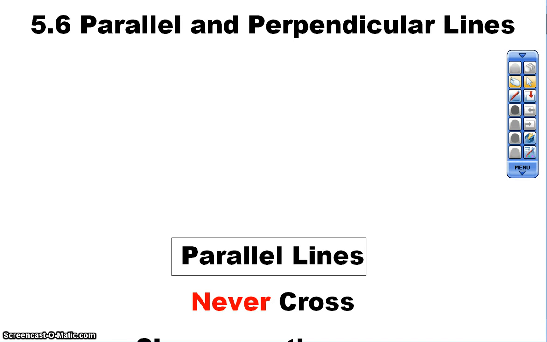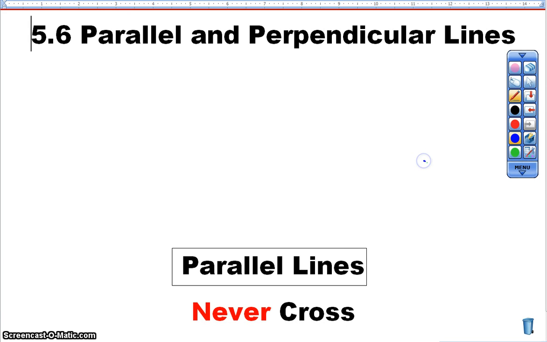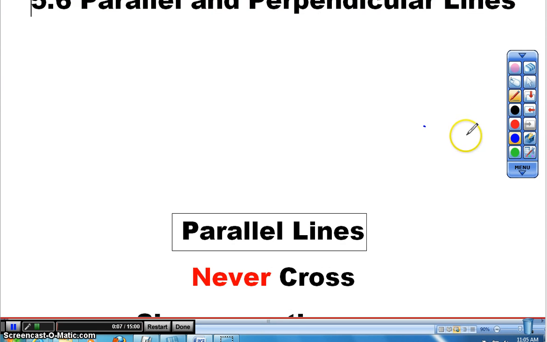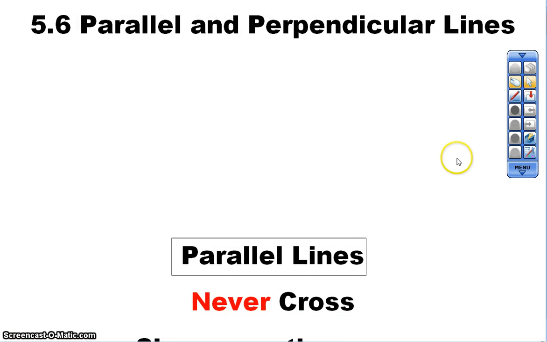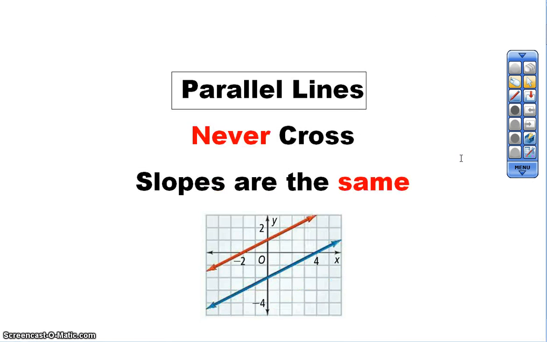Okay, today we're going to work on section 5.6. This is over parallel and perpendicular lines, and we're going to first talk about parallel lines. Parallel lines never cross, and the slopes are always going to be the same.